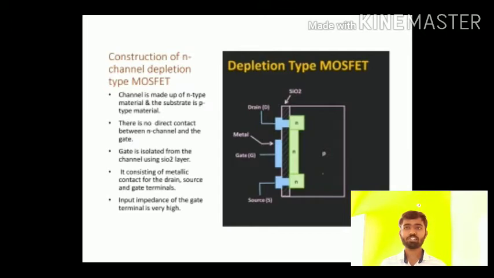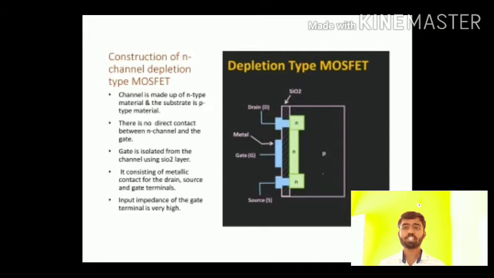So if you see the channel of a depletion type MOSFET, then the channel is made up of n-type material and the substrate is made up of p-type material. Through the metallic contact, the drain and source terminals are connected to the n channel, and similarly the gate terminal is also connected through a metallic contact. But if you observe here, there is no direct connection between the n channel and this gate terminal, and the gate terminal is isolated from the channel using an SiO2 layer.